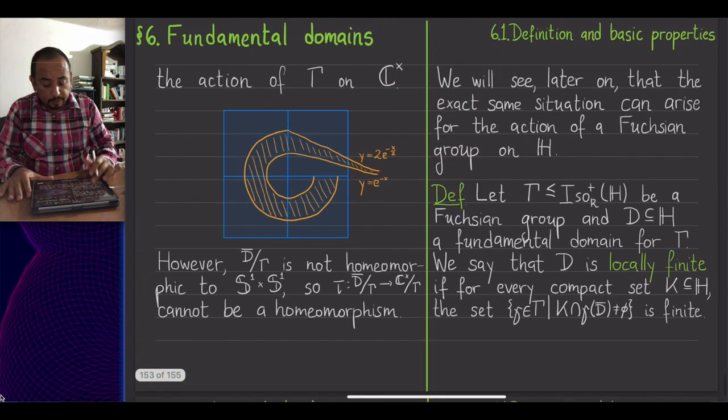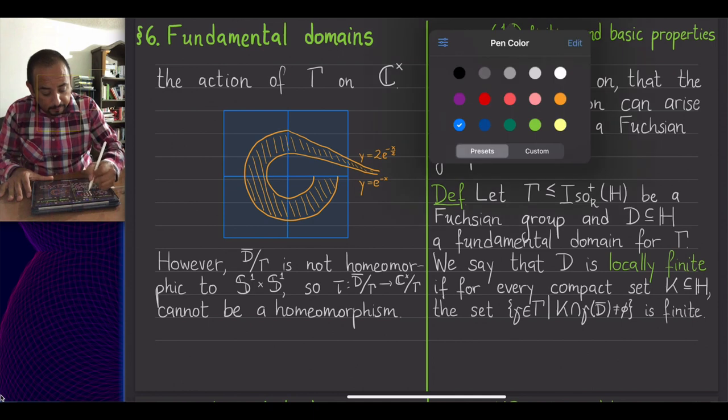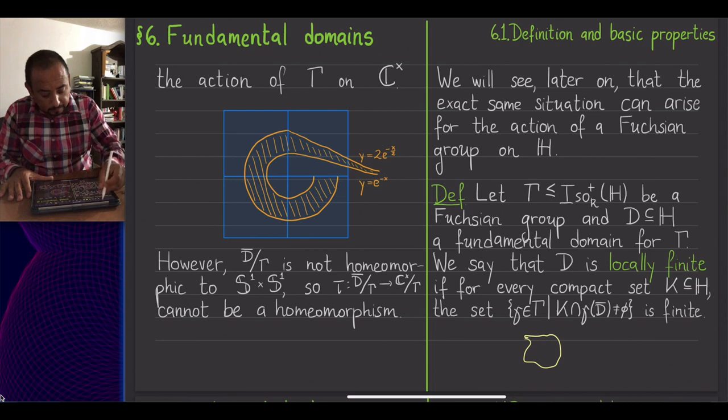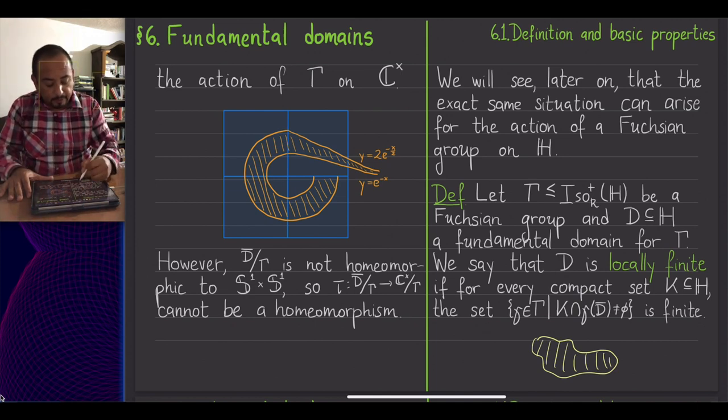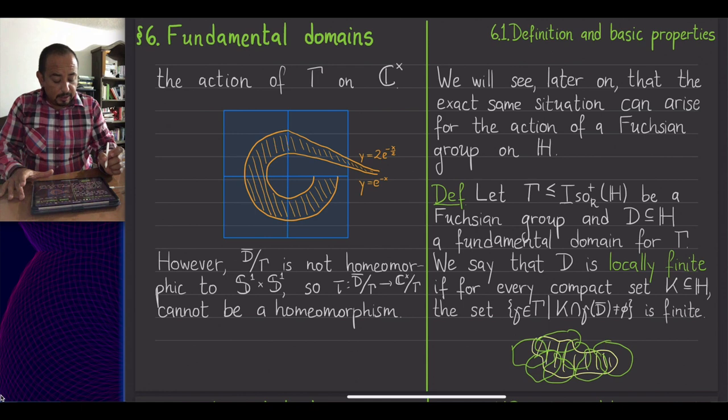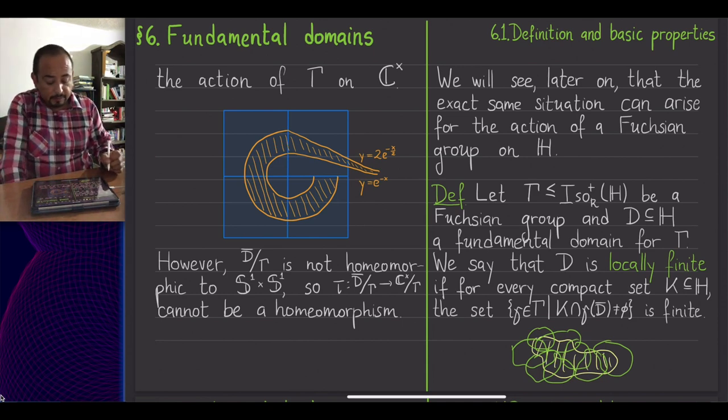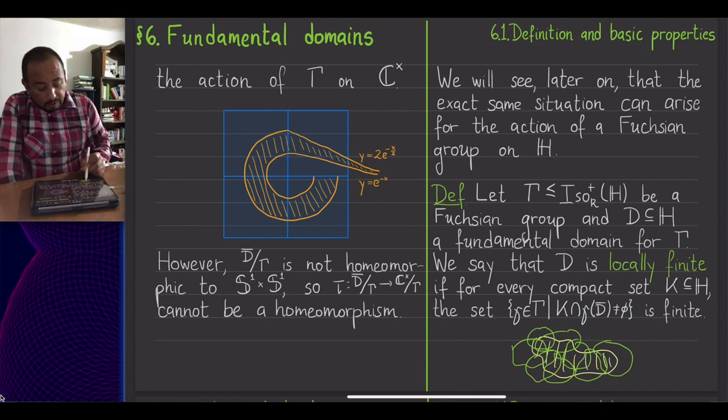So somehow the picture would be this one: no matter which compact set K you give me, when I consider all the translates of D bar by the elements of capital gamma, which, by the way, have to cover all of K, because D bar contains a fundamental set, only finitely many elements have the property that those translates overlap with my given compact set. So that's the condition.